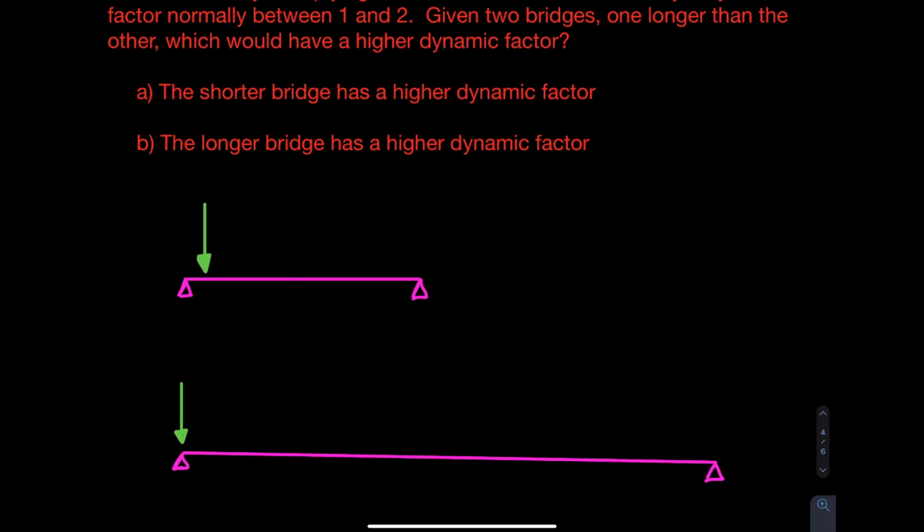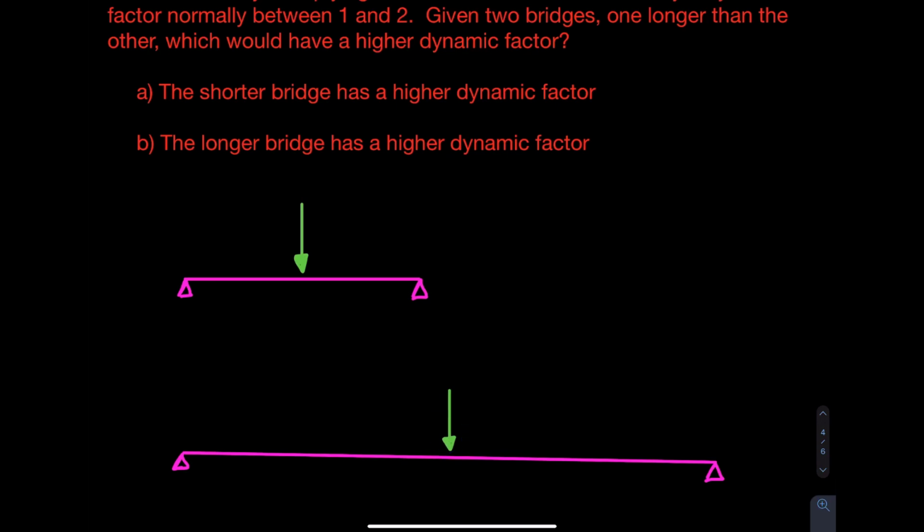Now the key here is if we look at the shorter bridge, the time it takes for this load to get to the center of the beam, which is the maximum load, is going to be a lot shorter than on the longer bridge. So if we were to look at the car on the longer bridge, it's going to take a lot longer for this car to travel to the center of the beam, which is something, let's say, there.